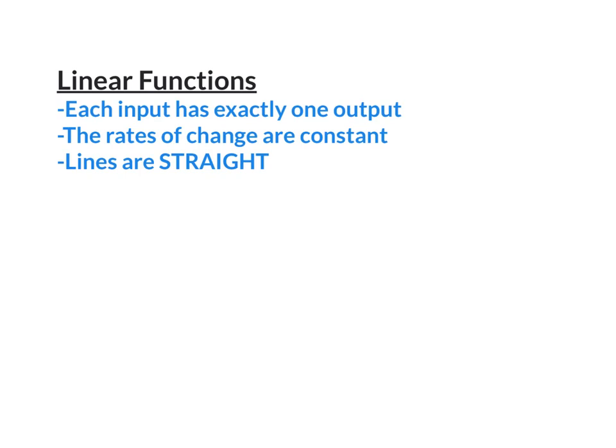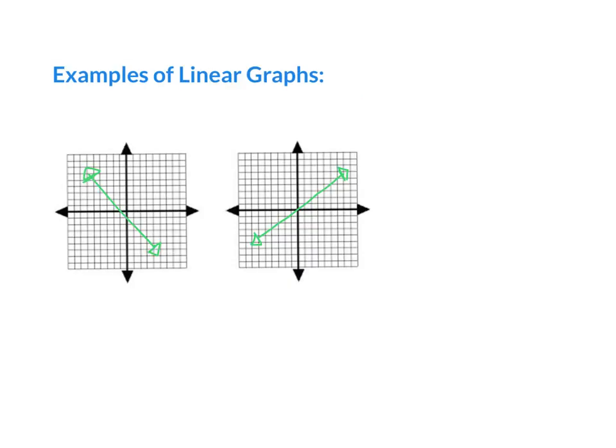Linear functions. In a linear function, each input has exactly one output. The rates of change are constant, and the lines are straight. Examples of linear graphs. These are both examples because they are both single straight lines.